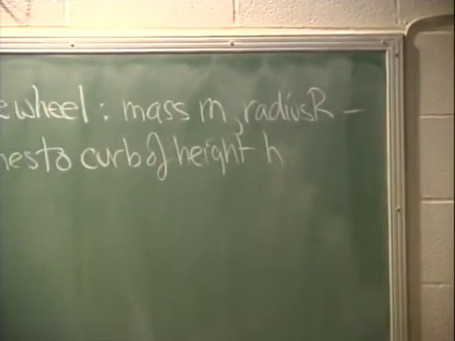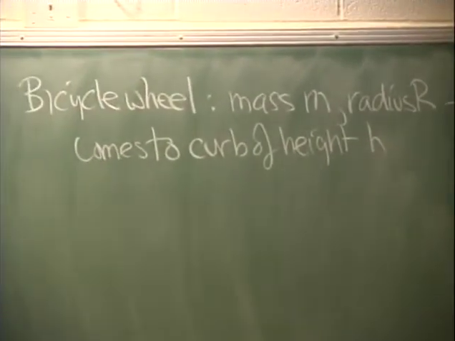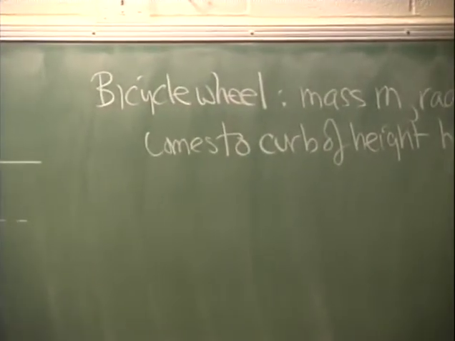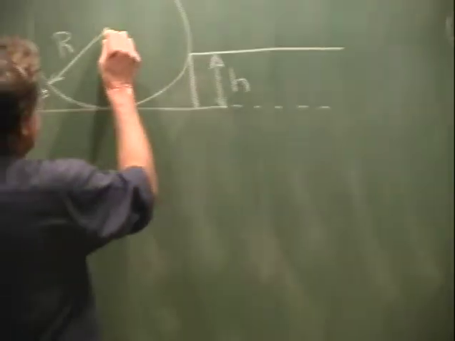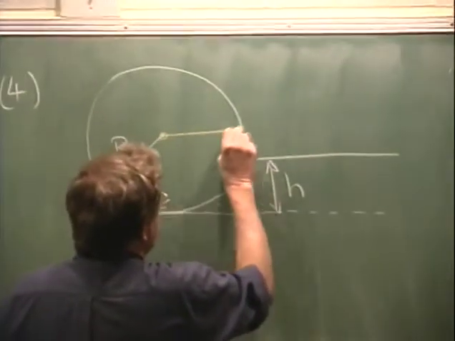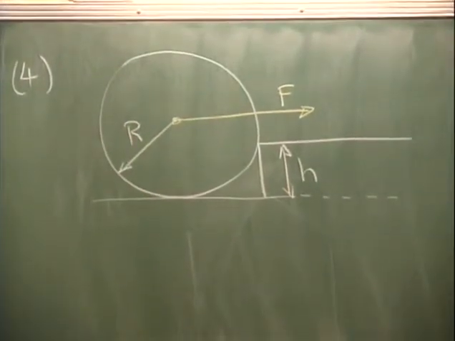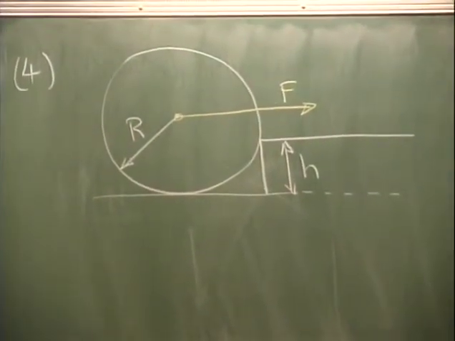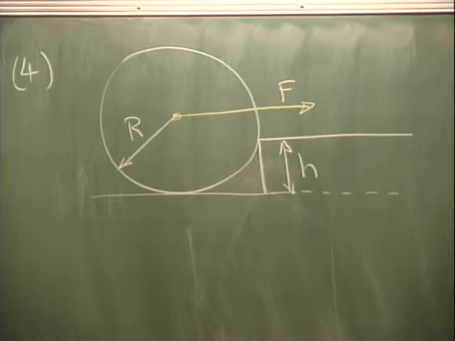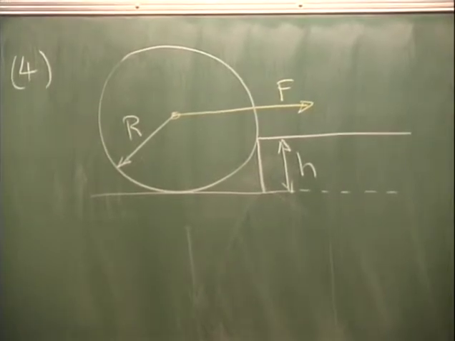The curb has a height h, and I propose to pull on this thing. This is not realistic for riding a bicycle, obviously, but suppose that for some reason I'd attached a string to the center, and I was pulling exactly horizontally on that. I want to know how hard must I pull in order for that bicycle wheel to lift up and ride over the curb.